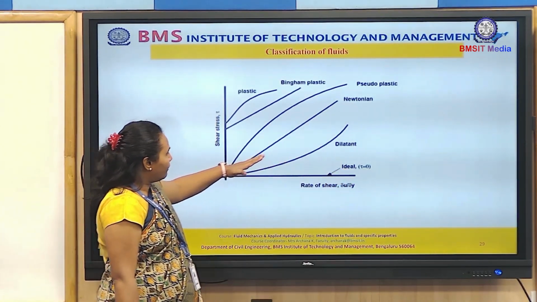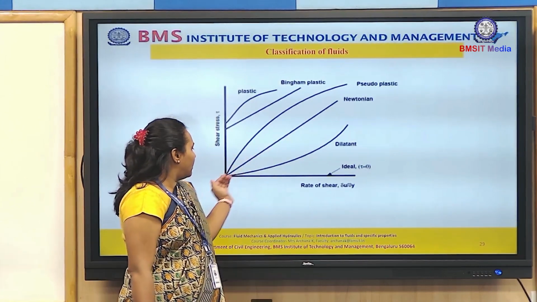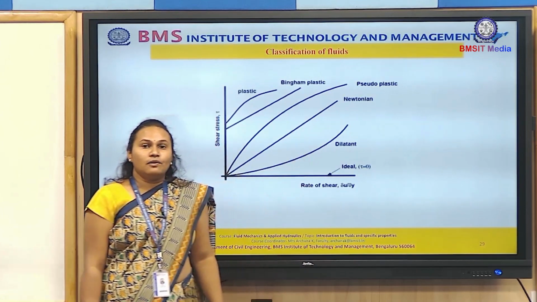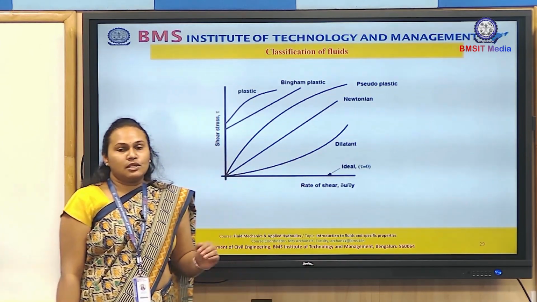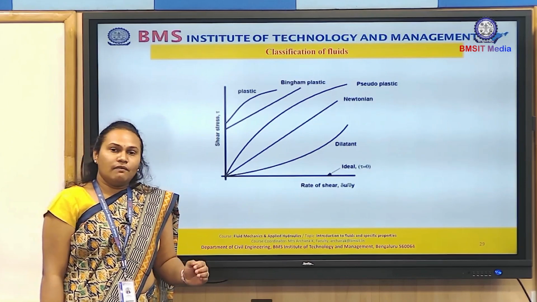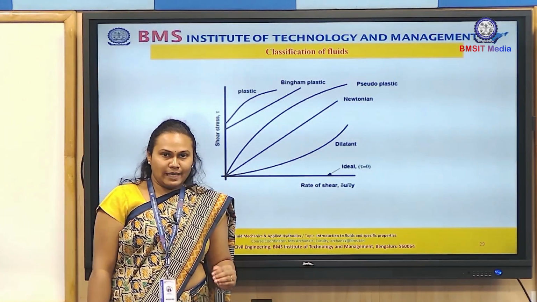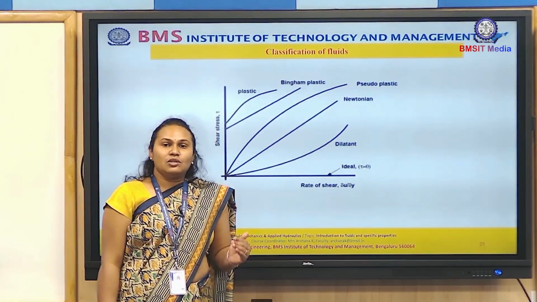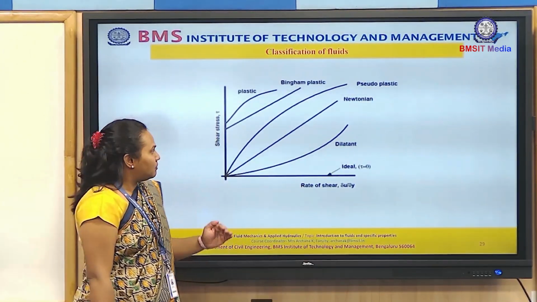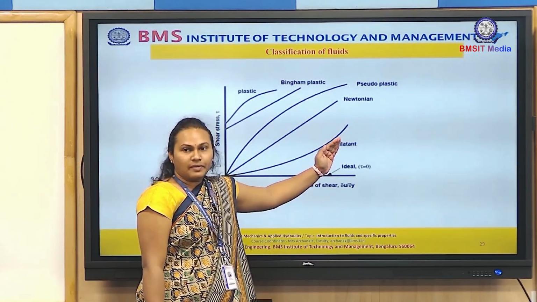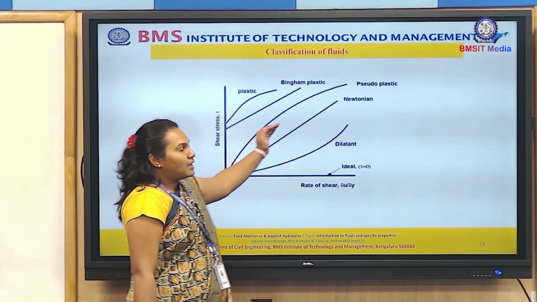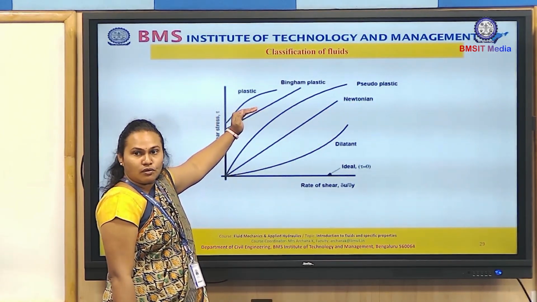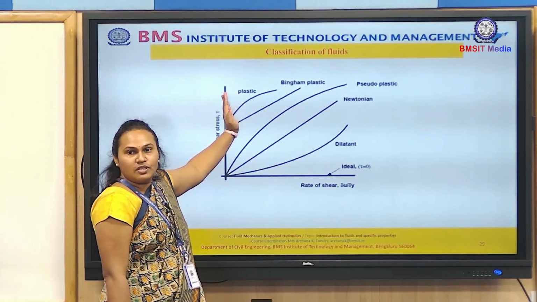Next, the 45-degree line, or the straight line passing through the origin, is represented by the Newtonian fluid. Newtonian fluids are the fluids which follow Newton's law of viscosity. That is, they will follow the equation tau is equal to mu into du by dy. Any other fluid which does not follow this equation is known as a non-Newtonian fluid. For example, the dilatant fluid is a non-Newtonian fluid. The pseudoplastic fluid is a non-Newtonian fluid. The Bingham plastic is also a non-Newtonian fluid. And further, plastic fluids are also there.